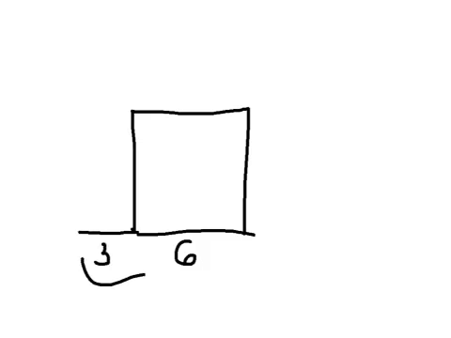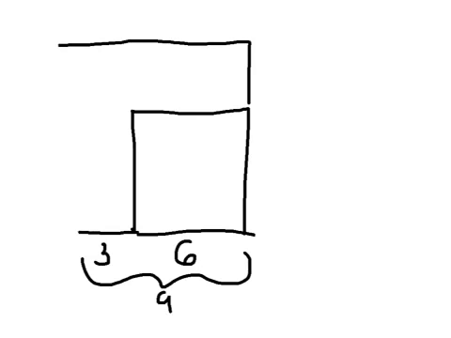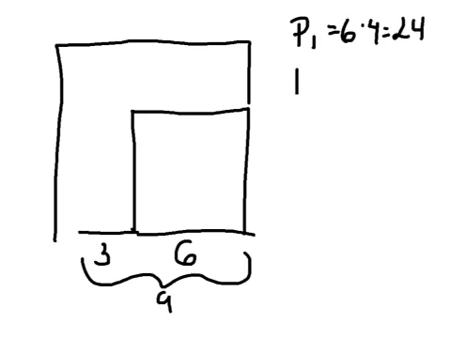How about if we make this 6, and then 150% of 6 is going to be 9. So we'll make this part 3, and the whole amount here is 9. So this side is equal to 9. Let's start with perimeter. Perimeter 1 is equal to 6 times 4 equals 24. Perimeter 2 equals 9 times 4 equals 36. And that's 150% of 24.